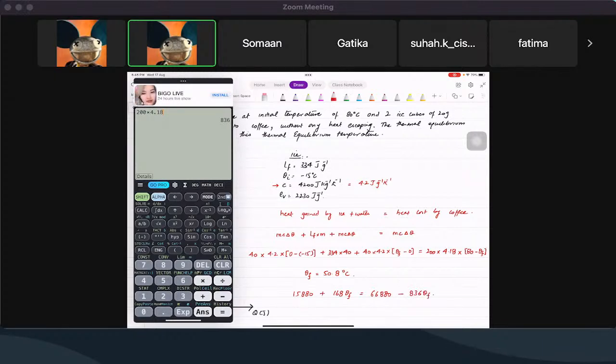Now just rearrange it. So what you're going to do is 168 plus 836 would be 1004 theta f, and 66880 minus 15880 is 51000. So theta f will be equal to 51000 divided by 1004, so it is 50.8. See?